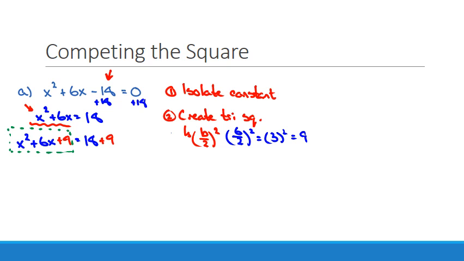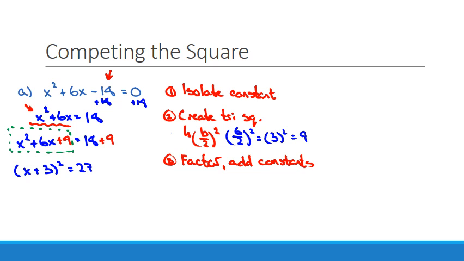Okay, once you create a trinomial square, your next step is to actually factor your trinomial square. So we just worked on that. The factors for this one would be x plus 3 squared. And then on the right side, we add the constants. Okay, so that's 27. Now, once you get into this form, what actually happens is you just slide into your square root method.